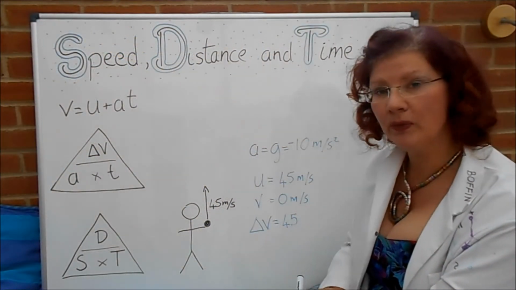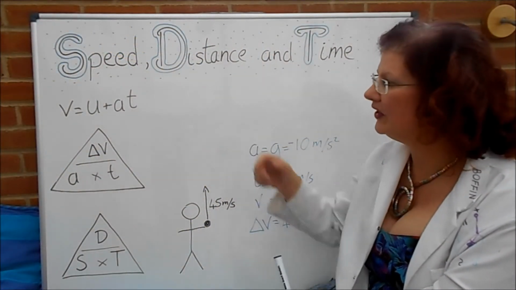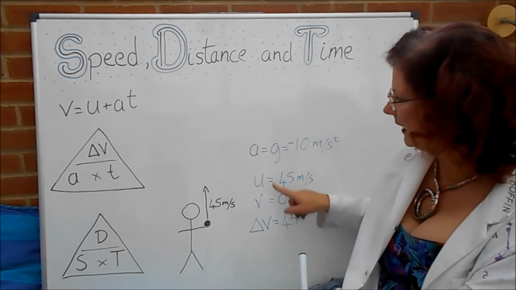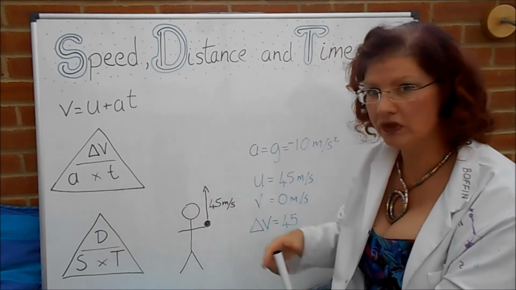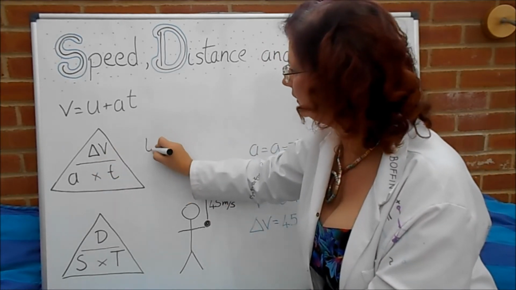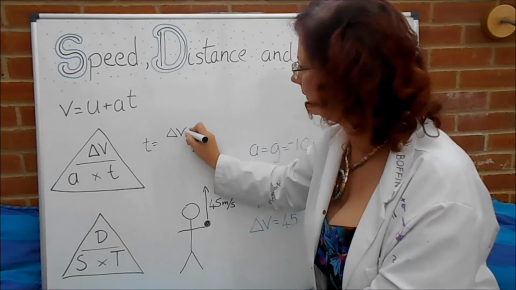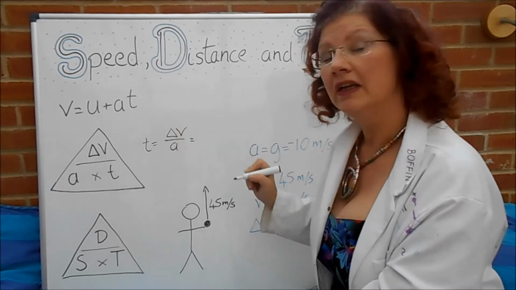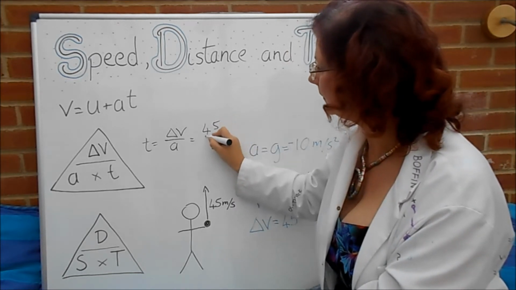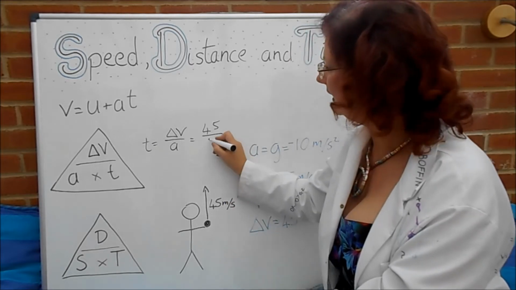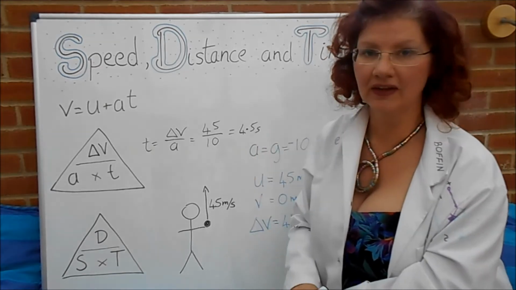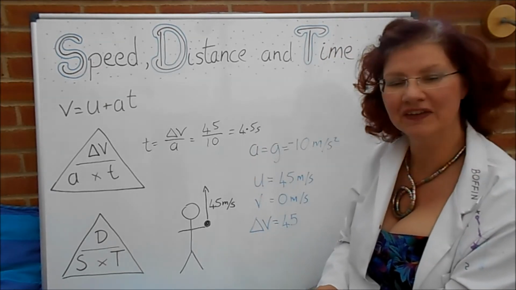Right, I'm going to do it both ways. I'm going to do it with the formula triangle and with the formula up there. So first of all, I think we'll do the formula triangle. We've got delta V and we've got A and we want T. We want to know how long it is. So T is delta V over A. Delta V, the change in velocity, the change in speed, is 45. And A is 10. And that equals 4.5 seconds. Okay? 4.5 seconds. Easy peasy.